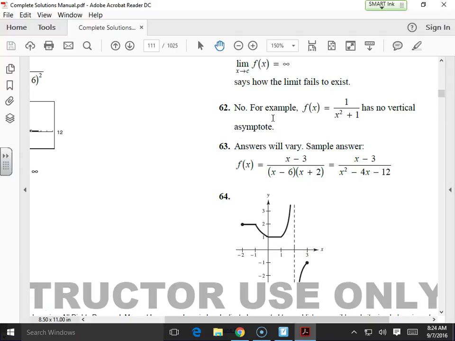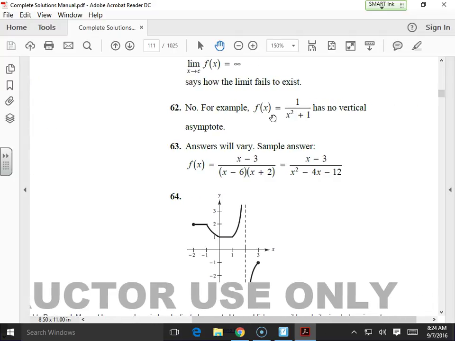Can you ever make the bottom equal to 0? Set equal to 0, you get imaginary numbers. He has no problems. Number next one.